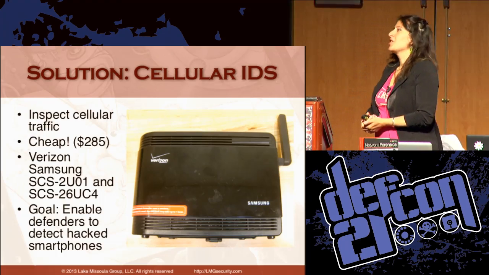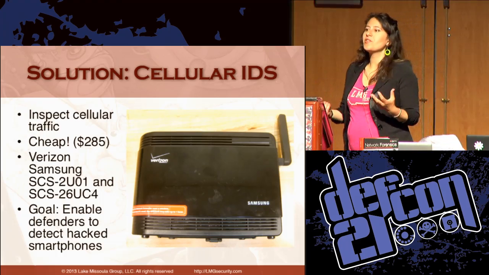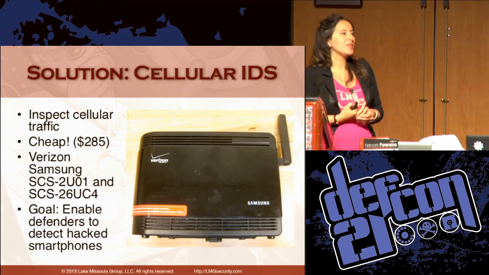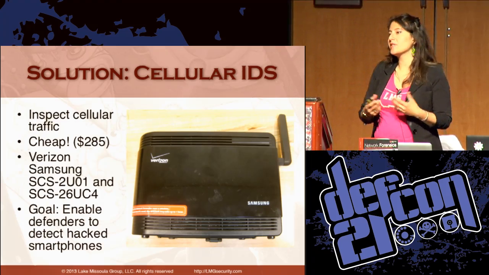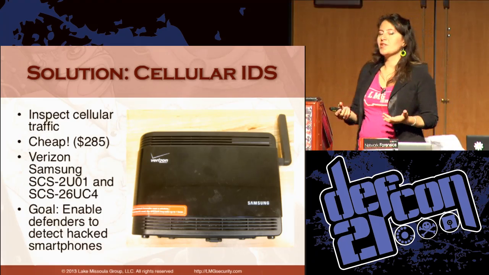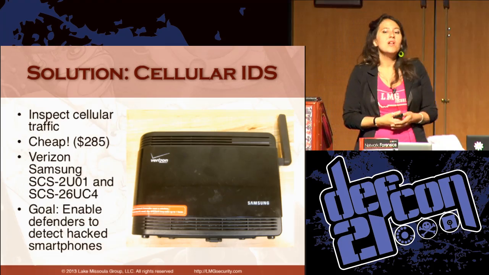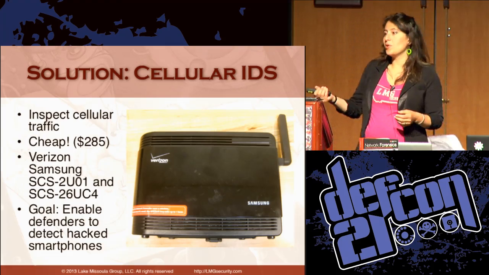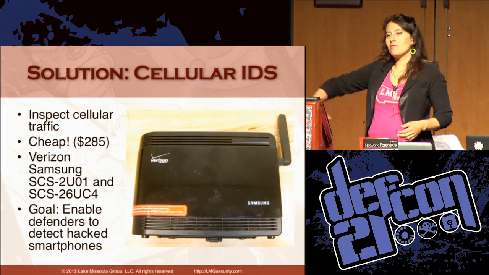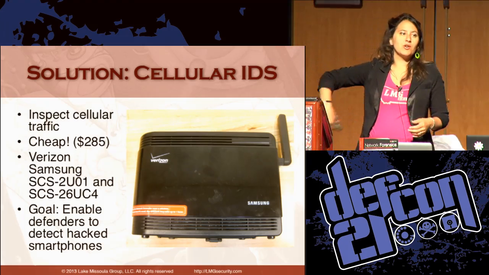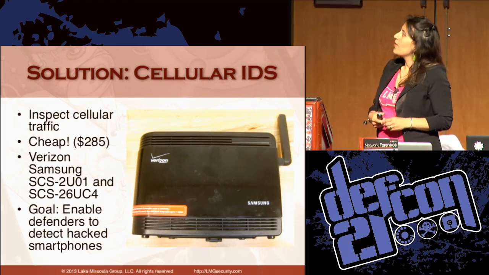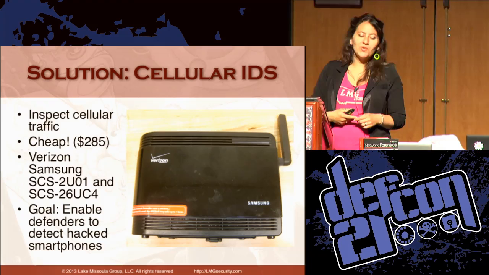So what is the solution? We propose a cellular intrusion detection system. Within the past few years, companies have started selling these little femtocells, basically miniature base stations designed to allow you to create stronger cell signals in places where you might not otherwise have them. They're being marketed to home users, so you can plug one into the wall in your house, your cell phone connects to it, and then it routes that traffic across the internet back to your cell phone provider's network. In this case, we were playing around with the Verizon Samsung femtocells.